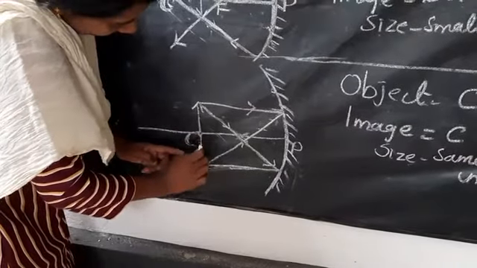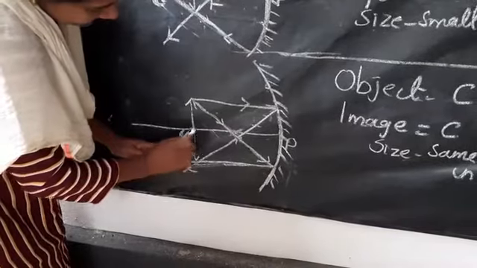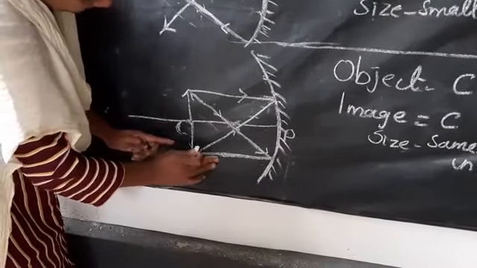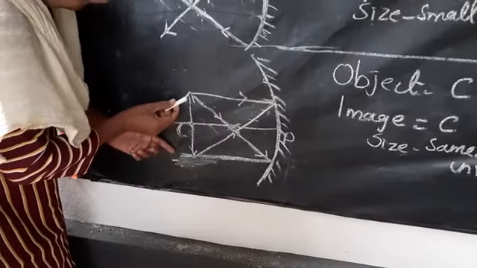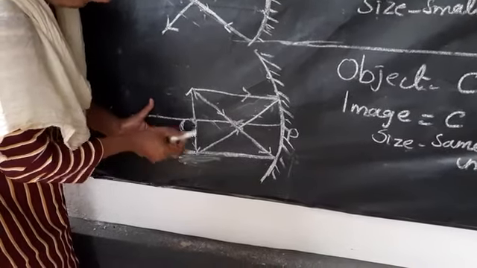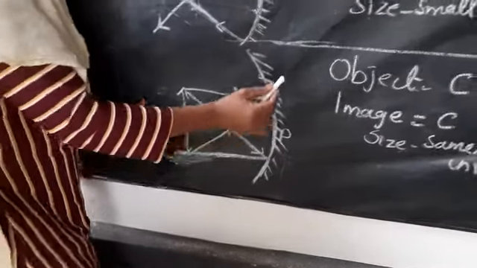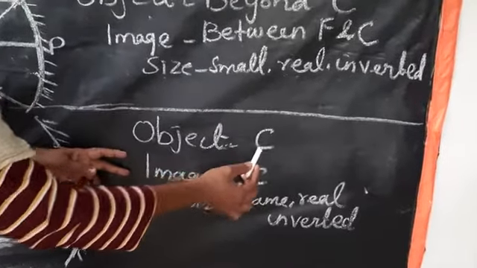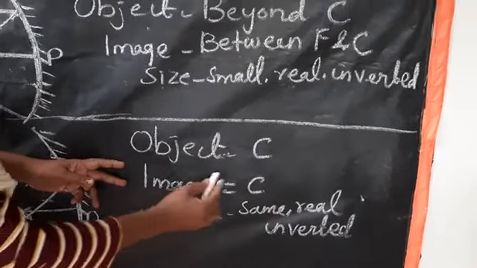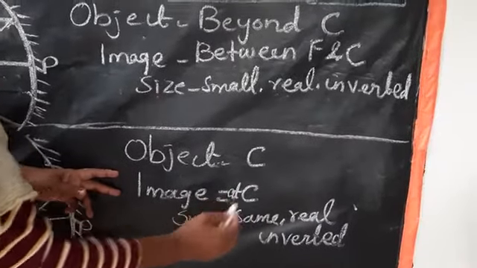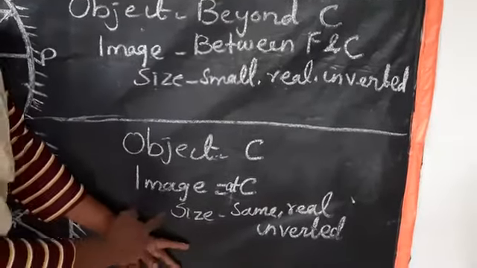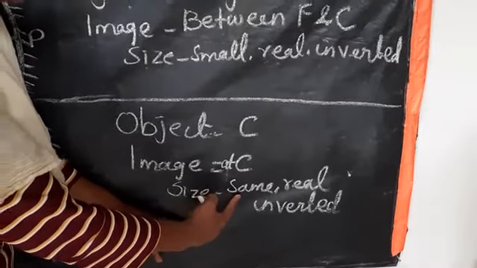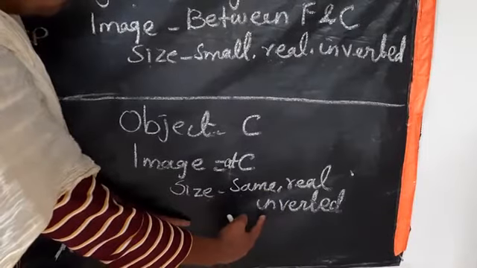Okay. So where do they meet? At C itself. They meet at C. Look at the size. Object size is this one. This is the image size. Both are same. So I have written the condition here. When the object is at C, the image also will be formed at C. Okay, what about the nature of the image? Same size, real, inverted.